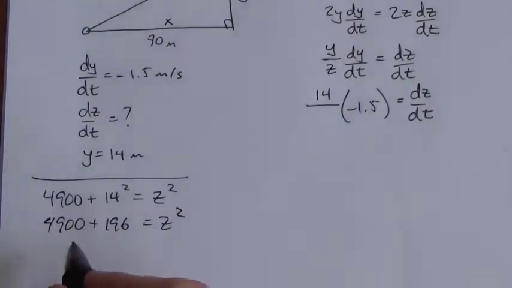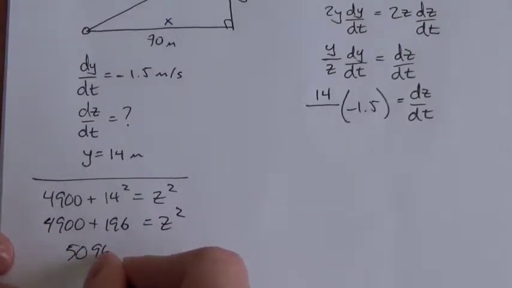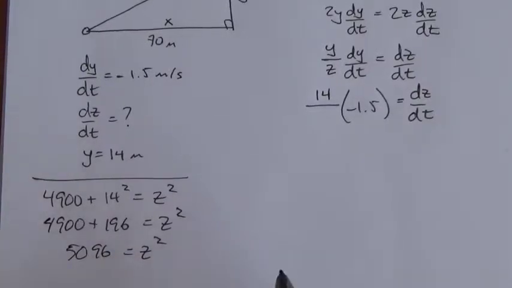I just want to make sure that I'm doing this correctly here because I have screwed up little bits of this sort of addition before. So just looking at my calculator here. So 5,096 is equal to z squared. Now I'm going to take the square root of that.